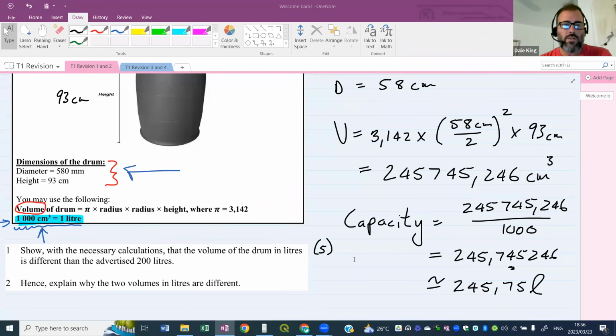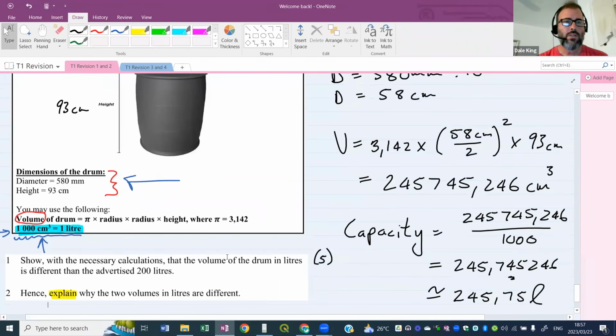It's 245,75. Now, the next question is subjective because they're using the word explain. All right, explain. So we can use words here. And if your reason is understandable and makes sense, they will give you the marks. So looking at the two answers, we got 200 in the advert and 245,75 in the calculation. Why are the volumes different? Why did they say 200 liters in the advert, but actually it's 245,75?